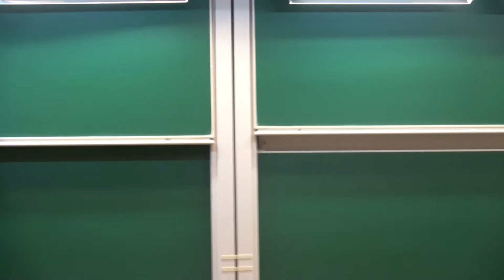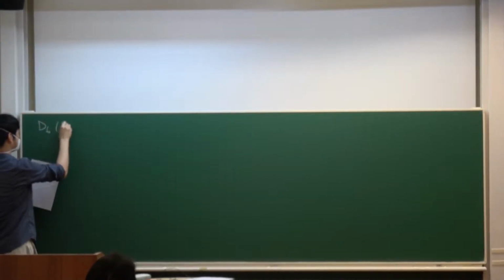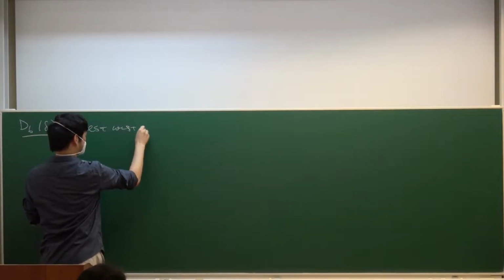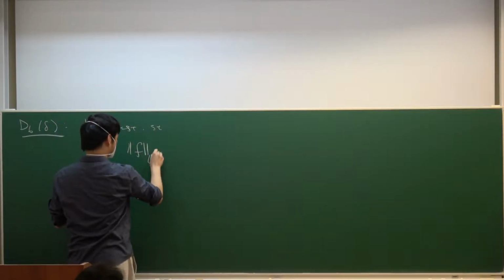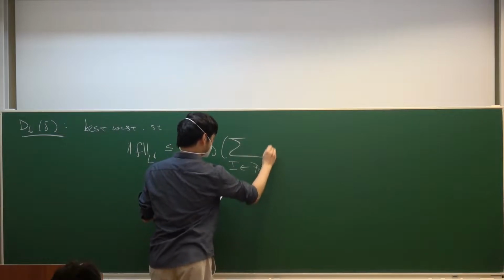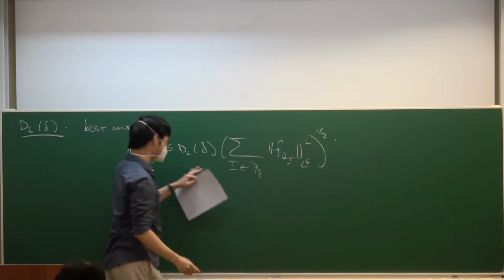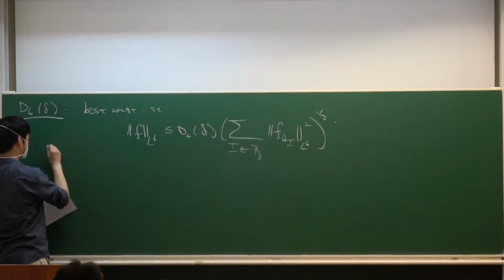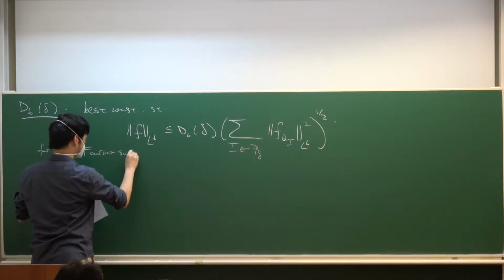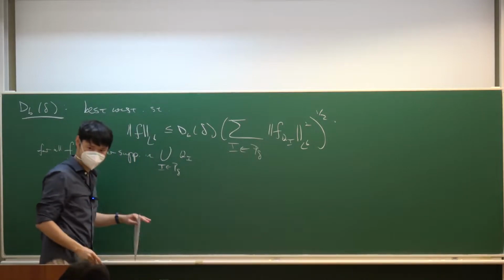Okay, so let me review what the decoupling constants are, just to refresh your memory. So what's d6 of delta? This is the best constant such that the L6 norm of f is bounded by d6 of delta times the sum of the pieces. It basically says how much it costs to break up f into its individual little pieces, for all f Fourier supported in this set. Now let me back up and define things.